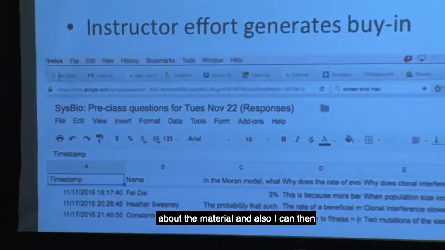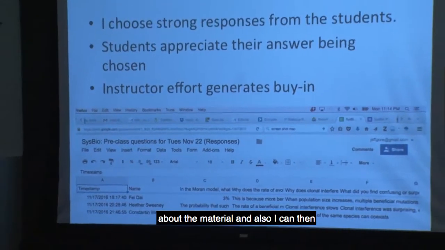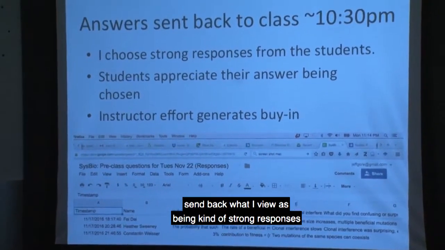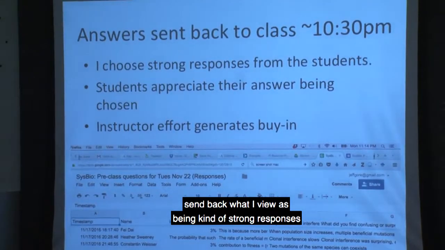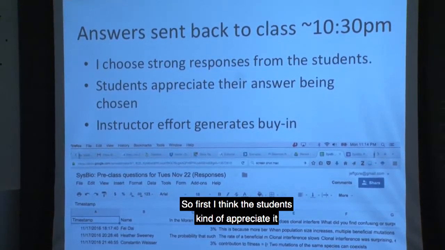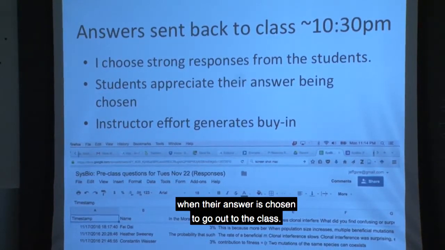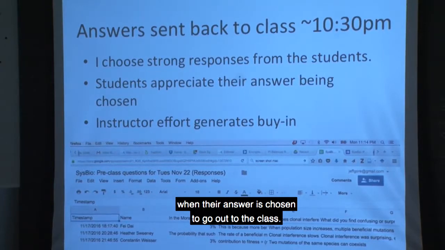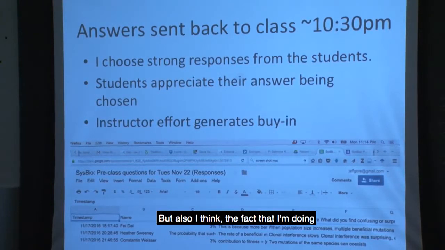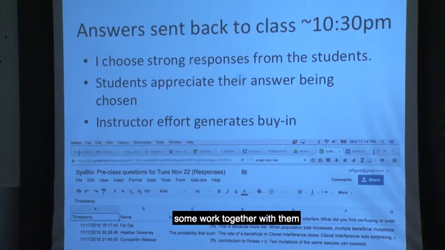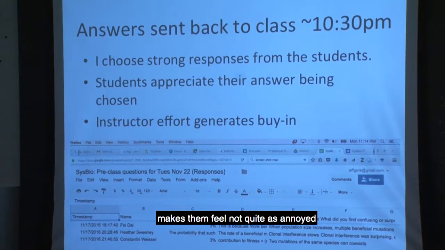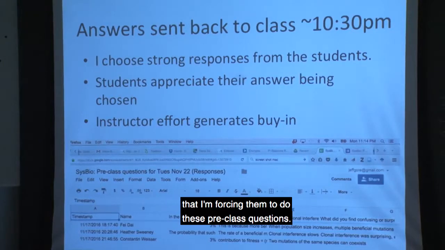I get a sense of how the students felt about the material, and also I can then send back what I view as being strong responses that night. First, I think the students appreciate it when their answer is chosen to go out to the class. But also, I think that the fact that I'm doing some work together with them makes them feel not quite as annoyed that I'm forcing them to do these pre-class questions.